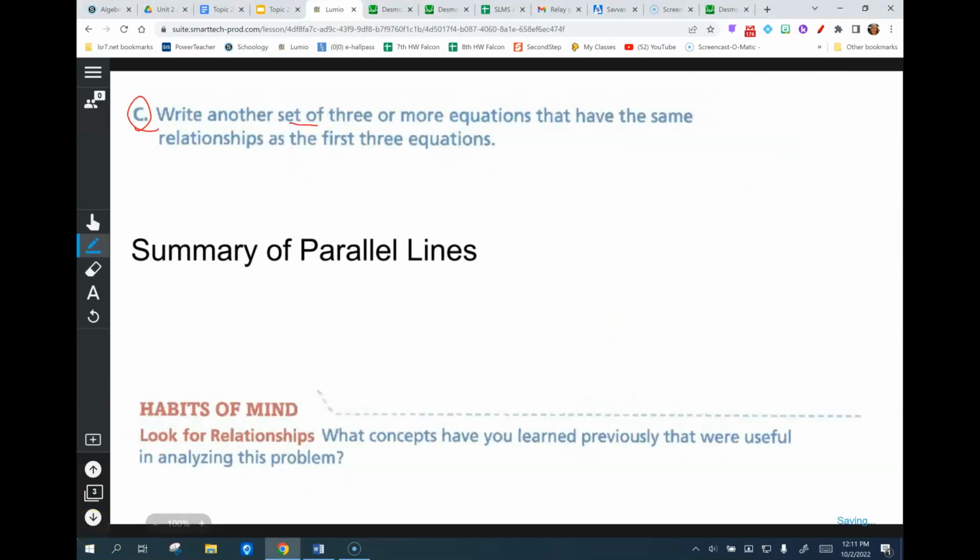So go to C in your book. And it says write a set of 3 or more equations that have the same relation as the first 3. So write down 3 equations right now. Then go out to Desmos and see what happens with those 3 equations. Referring to this first set, so what do I notice with all the 3 equations? They all start off by saying 3x. Okay, so try y equals 3x minus 1, y equals 3x plus 5, y equals 3x minus 4. Graph those. Right now, we're going to go out to Desmos and do that.